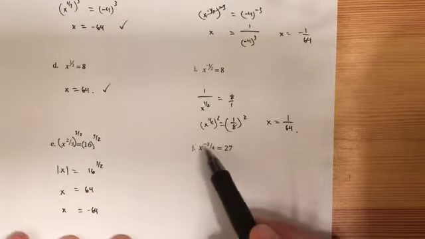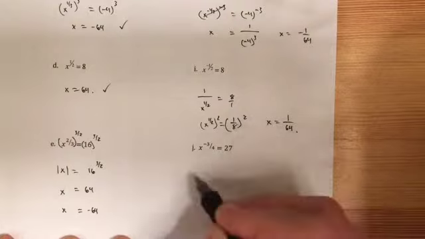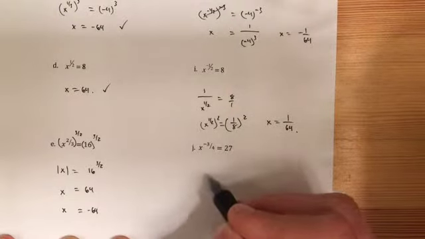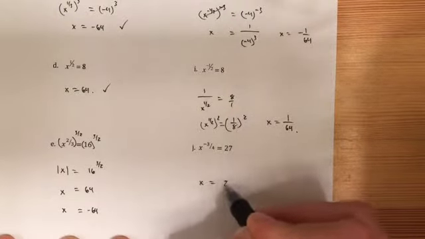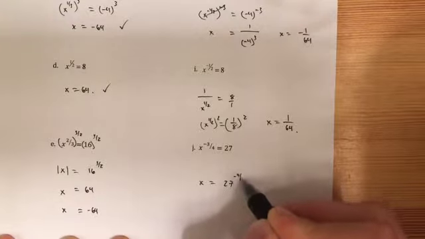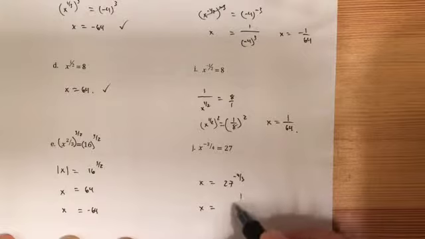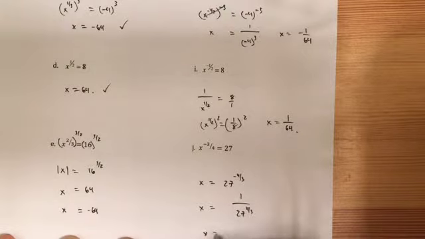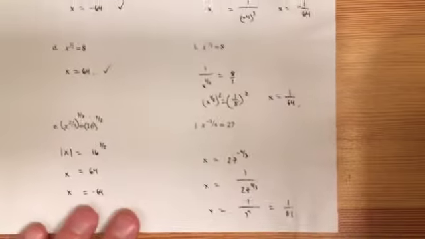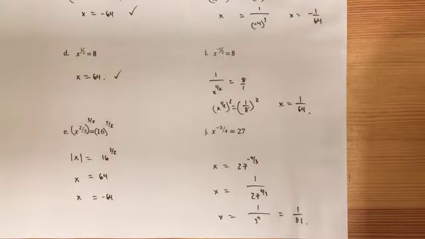Finally, x to the negative 3/4 equals 27. I can raise both sides to the negative 4/3, and I get x equals 27 to the negative 4/3. So then x is equal to 1 over 27 to the 4/3. So x is equal to 1 over 3 to the 4th, which is equal to 1 over 81. And that takes care of it.